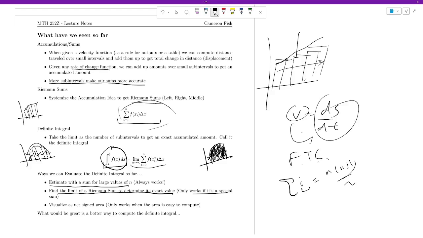Okay, so that's not great. Estimates and special cases. We did have a perfect case: if we already knew that the function was representing some specific area, like a circle, or a rectangle, or a triangle, then because I know the geometry formulas, I can find an exact number for this. So again, only if you already know the answer. So also not great. What would really be great is a better way to actually compute it, and that is the plan.